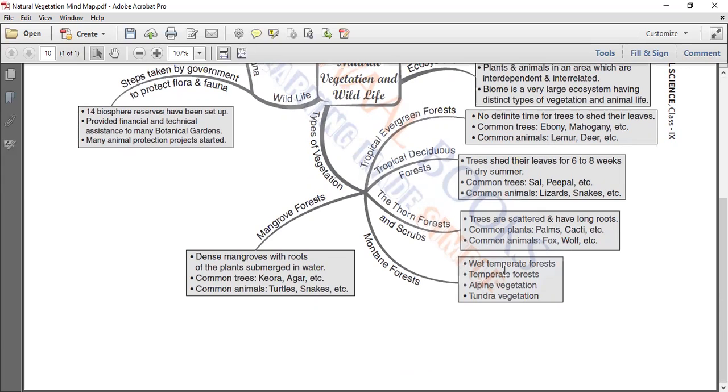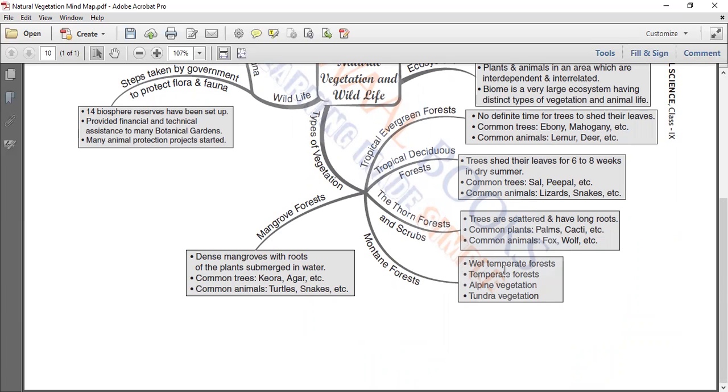Next, we spoke about the montane forest. These are wet, temperate forests. Then we also find temperate forest in these regions, which slowly grows into an alpine vegetation, and then we find the tundra vegetation.